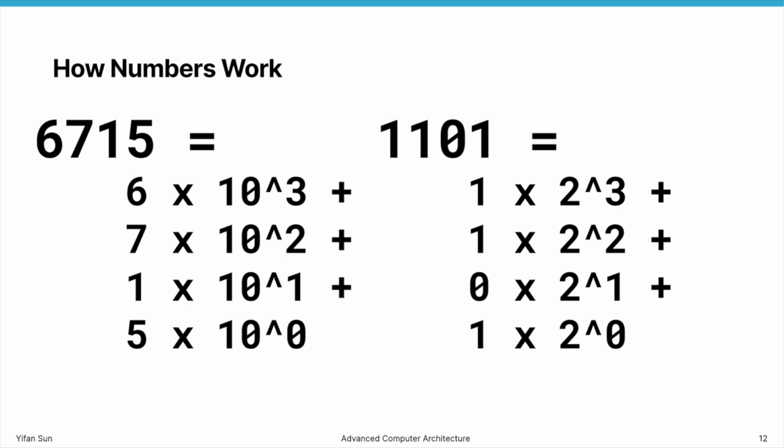So this number represents 1, 1, 0, and 1. 1 multiplied by 2 to the power 0, because it has a weight of 1. The next has a weight of 2, then a weight of 4, then a weight of 8. And just sum them together. If you do this calculation, you can easily convert this to a base 10 number.